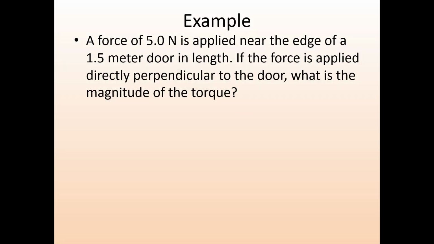Let's do one quick example. A force of 5.0 newtons is applied near the edge of a 1.5 meter door in length. If the force is applied directly perpendicular to the door, what is the magnitude of the torque? We know the force, the radius, and the angle to be 90 degrees. We can multiply all the values together to get the torque of 7.5 newton meters. Newton meter will be our units of torque.